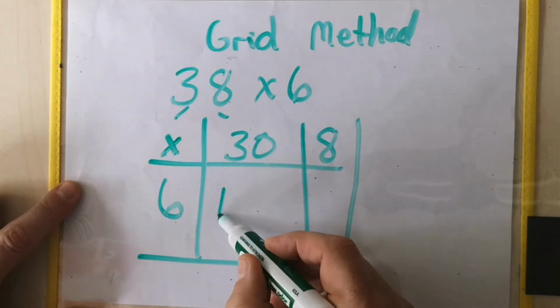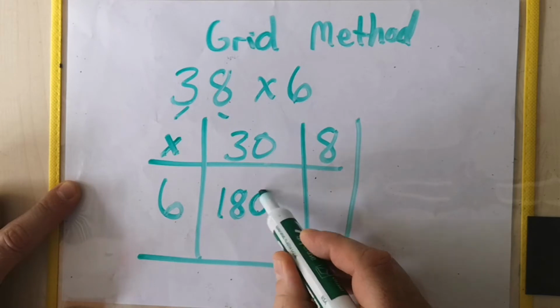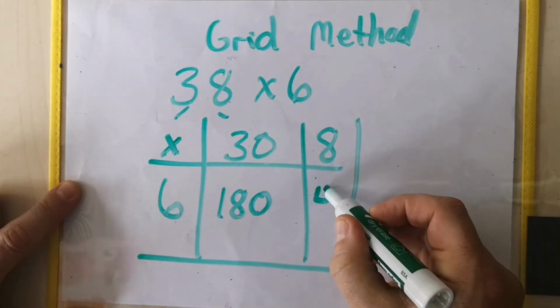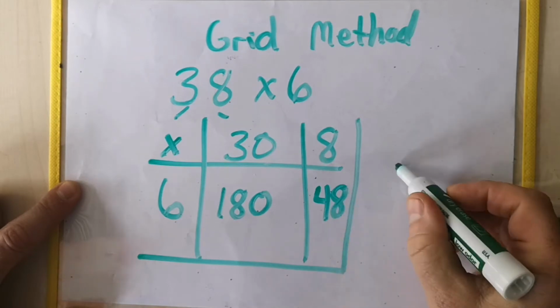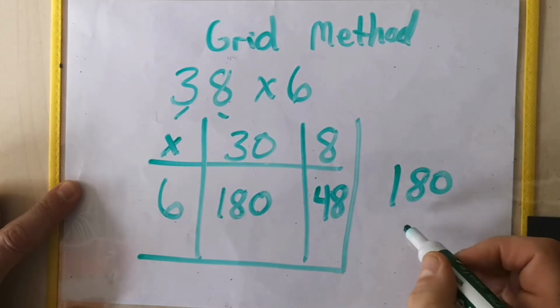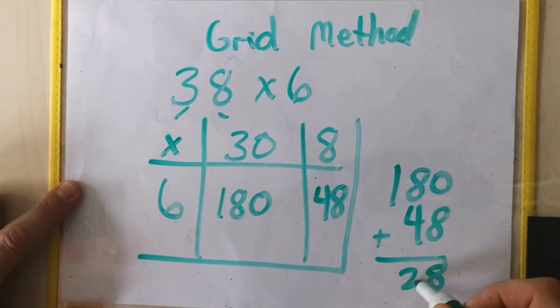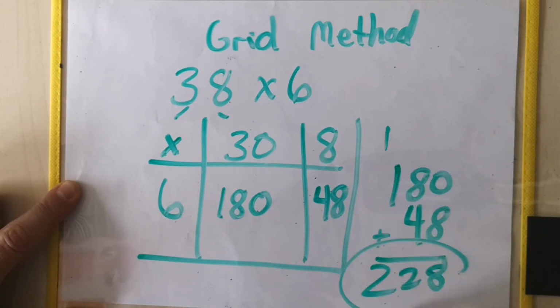3 times 6 is 18 plus the 0 is 180. Alright, and 6 times 8 we're going to go with a nice 48. Then to get the answer is 180 plus 48 equals 228.